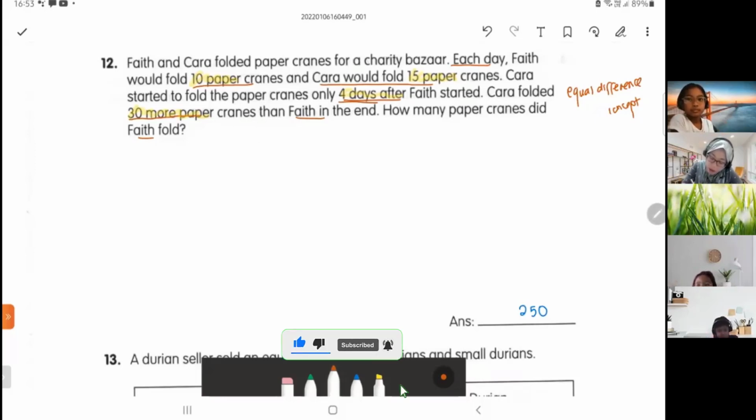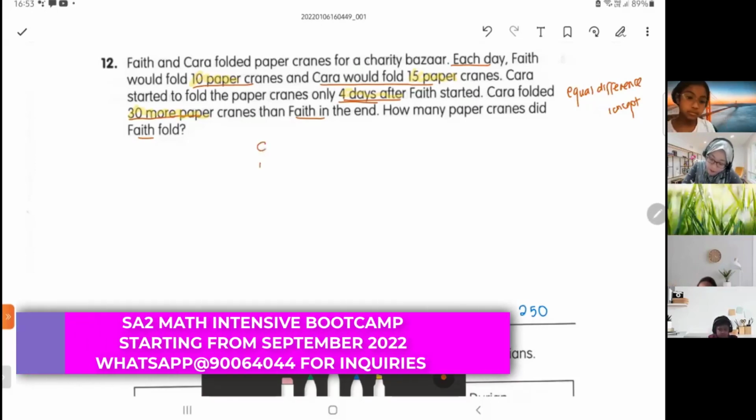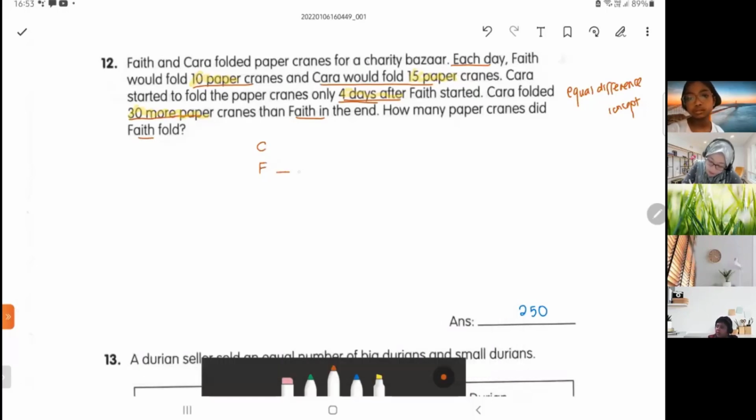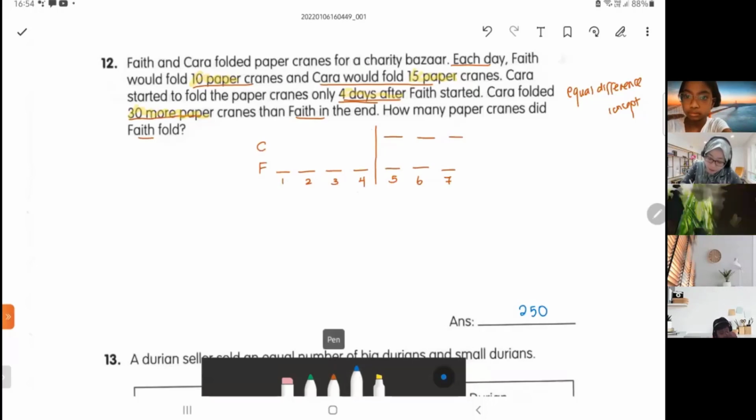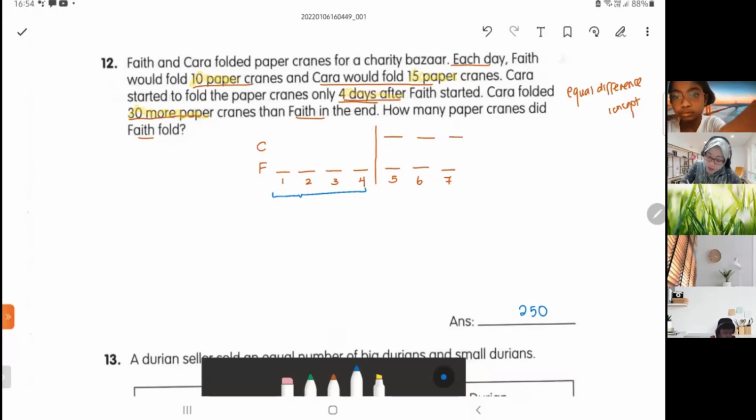So if I want to draw my diagram, Kara and Faith. Faith started first, right? So day 1, day 2, day 3, day 4. This is day 1, day 2, day 3, day 4. After day 4, then Kara started. Then Kara started like this. This is not a model, just a diagram to show you. Kara started after day 4, means at day 5. This is day 5, day 6, day 7. So that's where Kara started. Understand? So my issue here is, how many paper cranes did Faith fold in the 4 days? I want to find this one first.